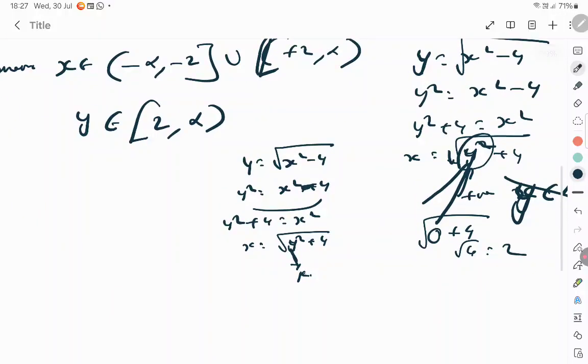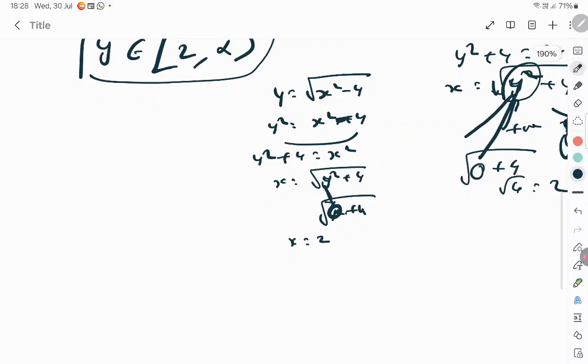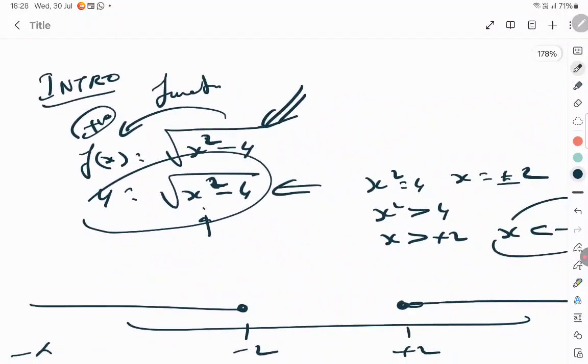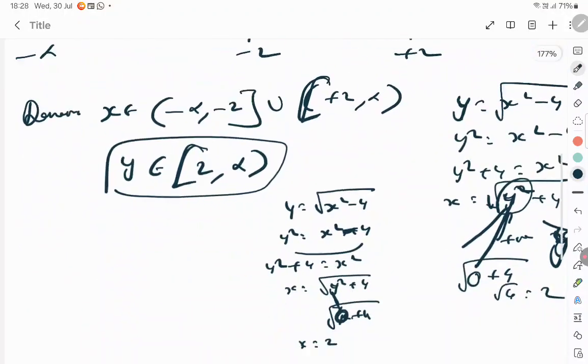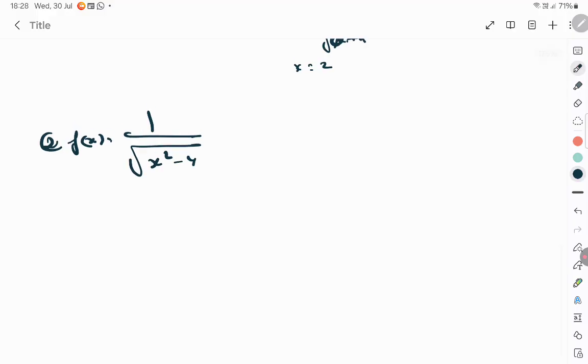So even if y is going to be 0, y square is going to be 0, the lowest square number is 0 plus 4. The answer will start from 2 onwards till infinity. So y is going to be a close bracket 2 till infinity. Okay, so that's about this. What happens in the same question comes in the denominator. The question is f of x is equal to 1 by root of x square minus 4.